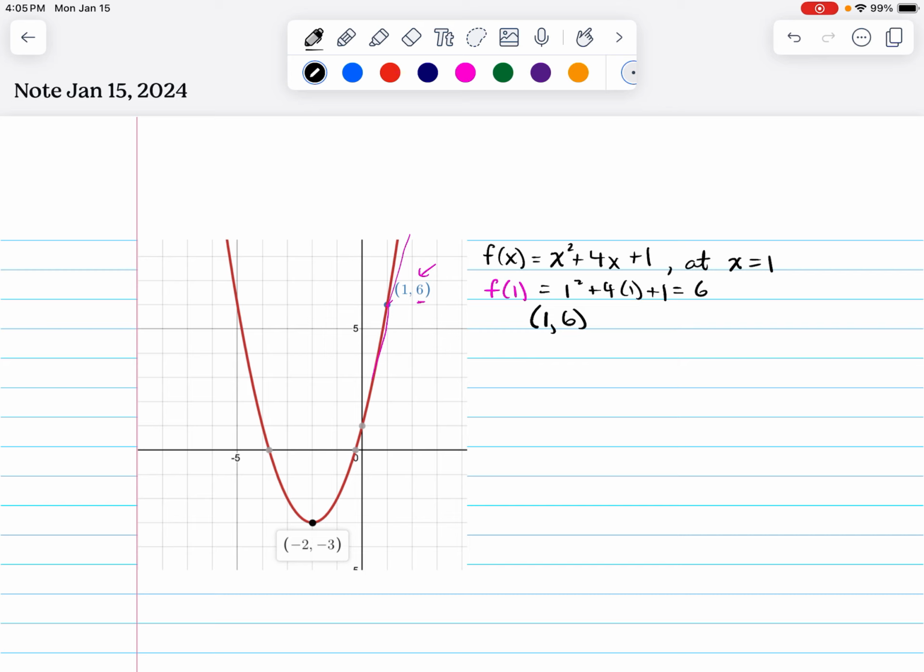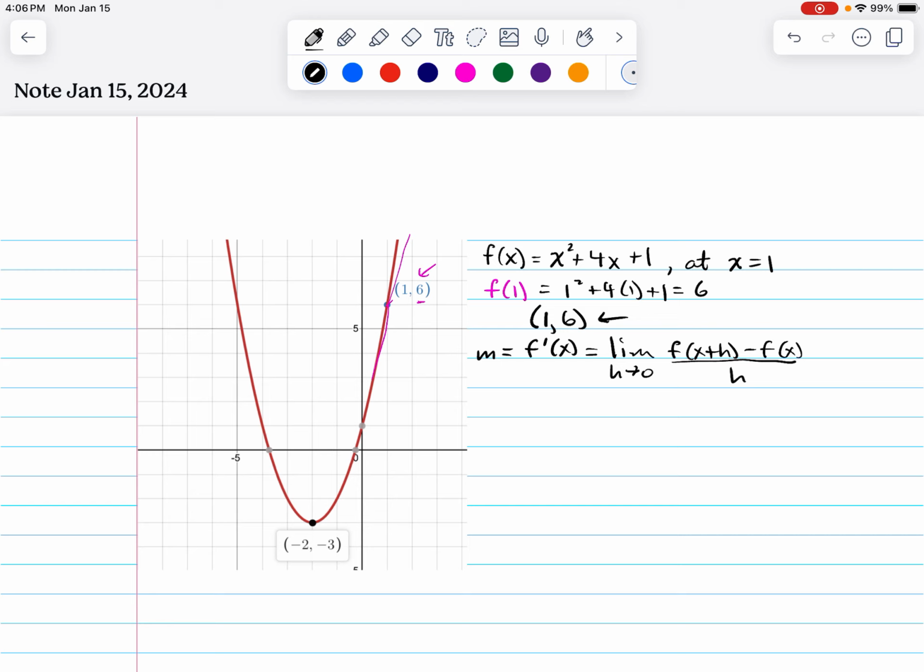Now remember, to find an equation for a line, you need a point, which is this one right here. And then you need a slope. And the slope is found by simplifying the difference quotient. In other words, the slope, which we're going to call f prime of x, is found by simplifying this expression: the limit as h goes to 0 of f of x plus h minus f of x all over h. That's what we simplify, and that gives us a new function.